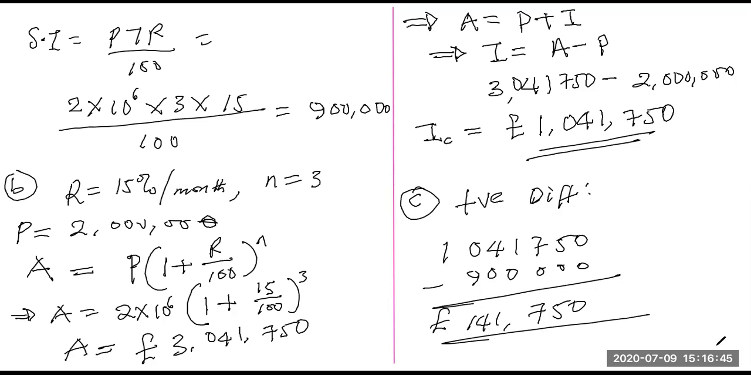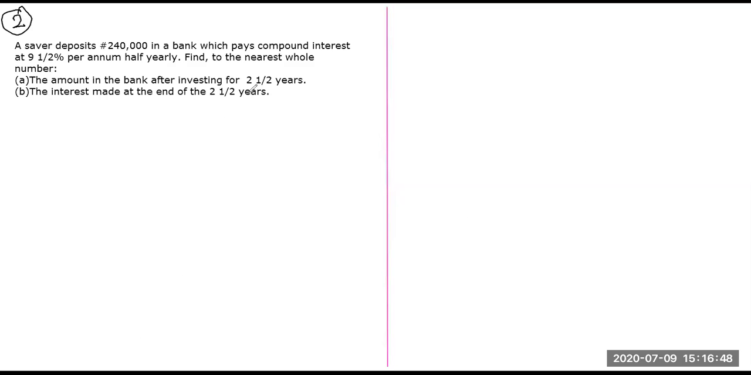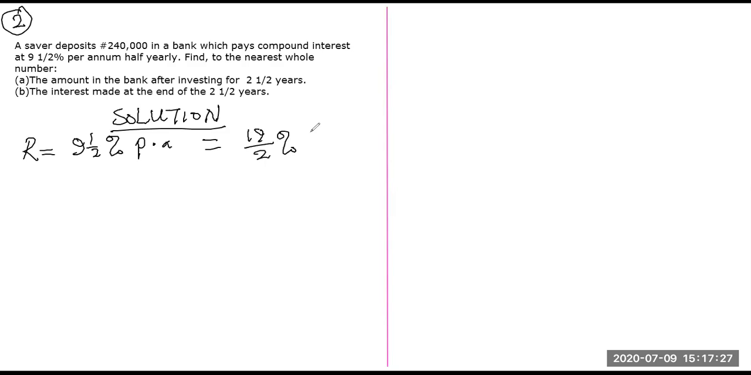Let's look at example 2. It says a saver deposits 240,000 naira in a bank which pays compound interest at 9.5% per annum half yearly. So what is the meaning of this statement here? 9.5% per annum half yearly. So that statement implies that the yearly rate is equal to 9.5% per annum, which is also 19 over 2% per annum.